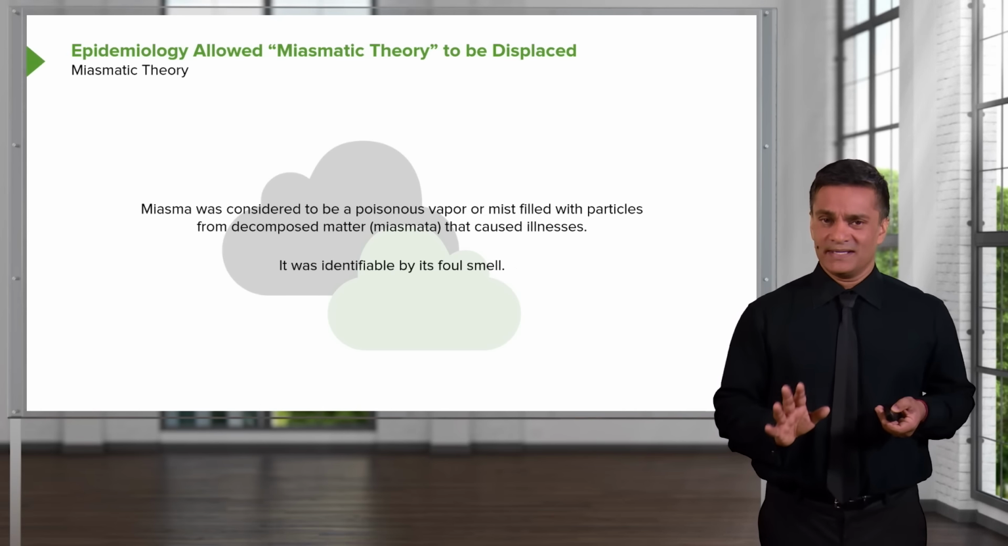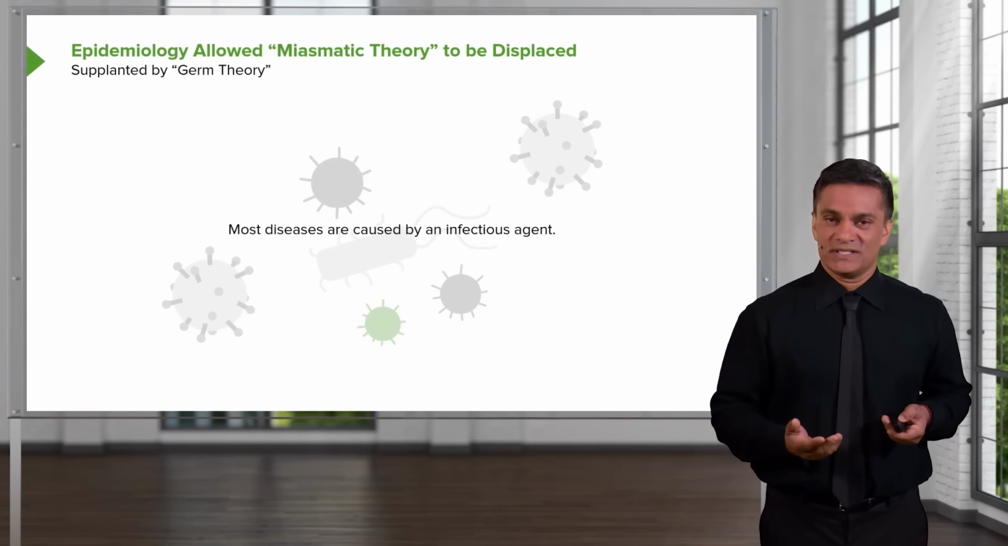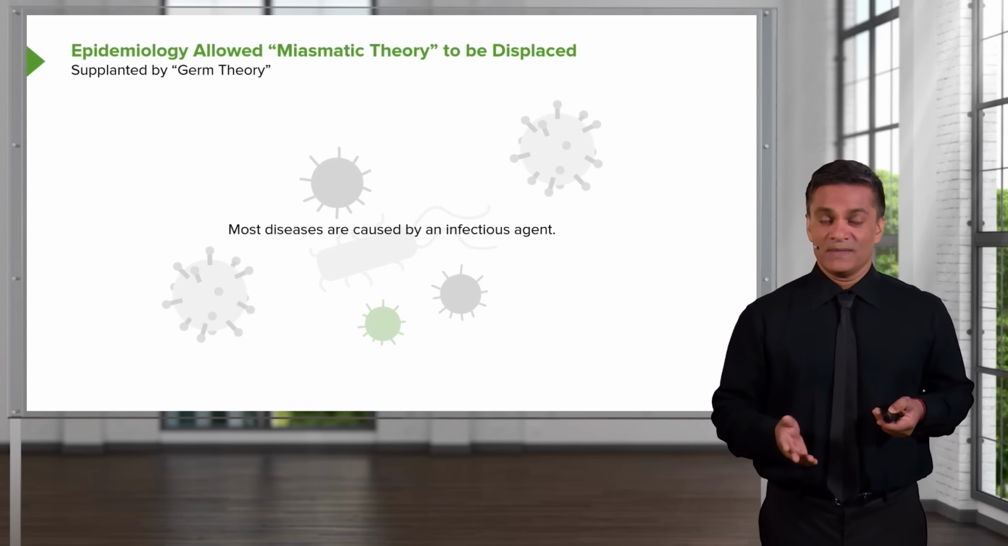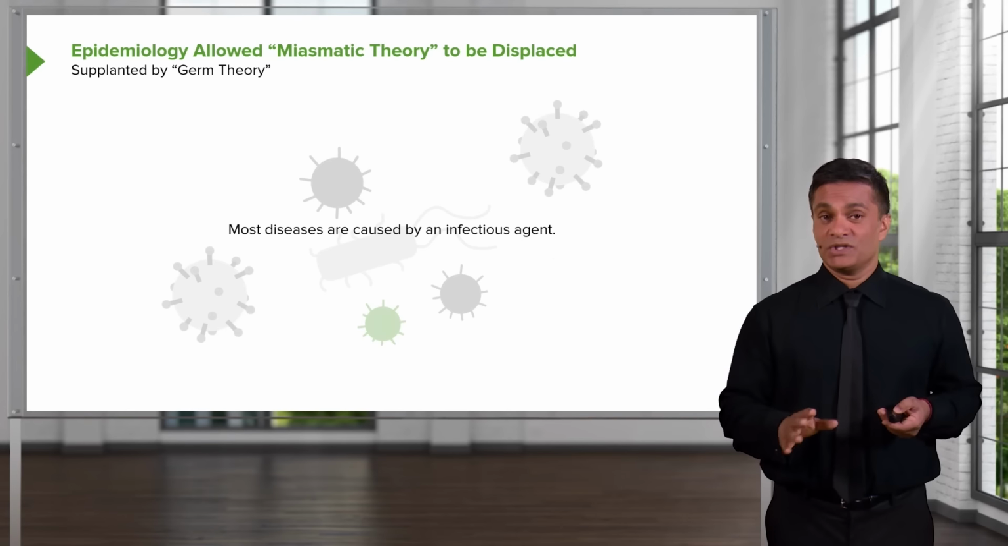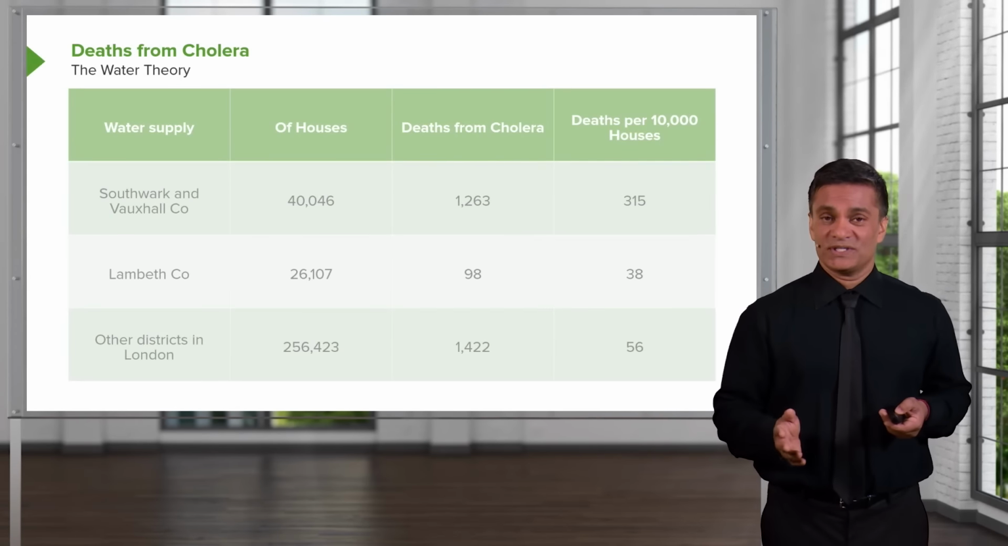Miasma doesn't really exist. We know that today because we know that diseases are caused by infectious agents. Microbes, pathogens, bacteria, viruses. And we know this because around the same time that John Snow was making his investigations, the microscope made its first appearance, and we could see these microbes in action. So it was a revolutionary time.